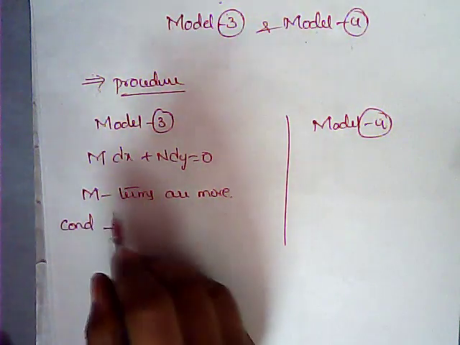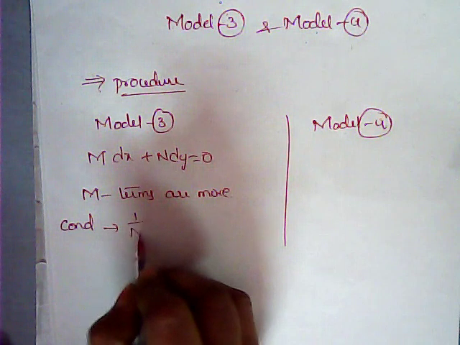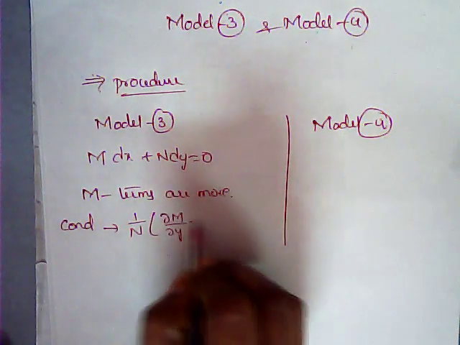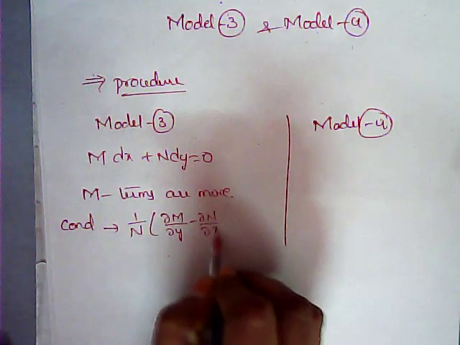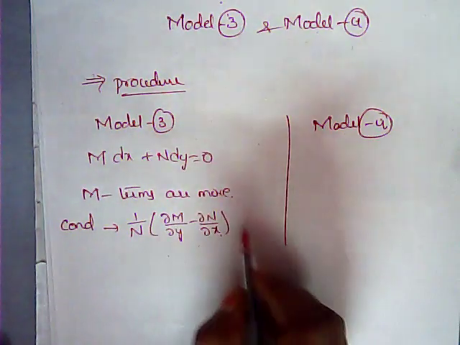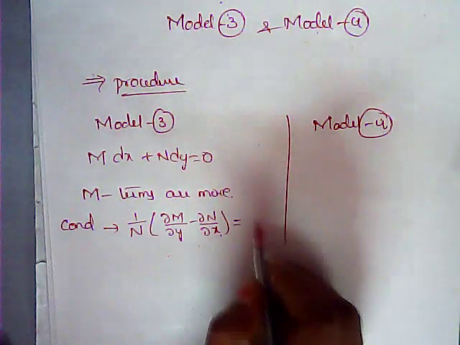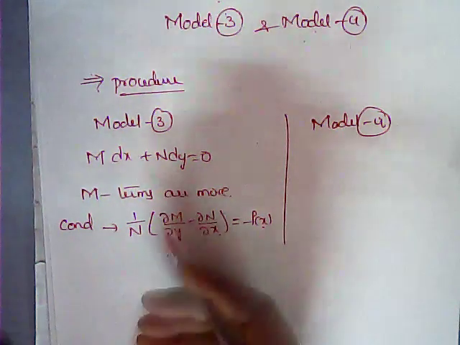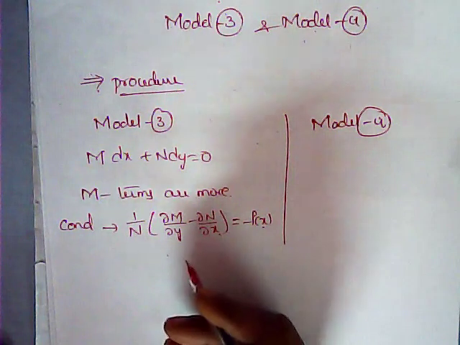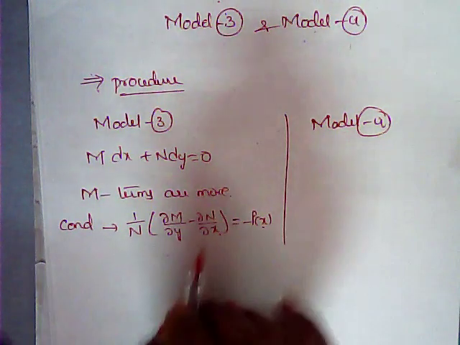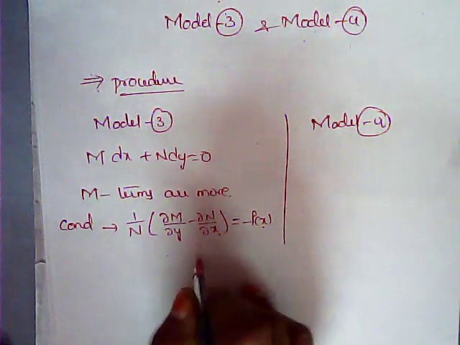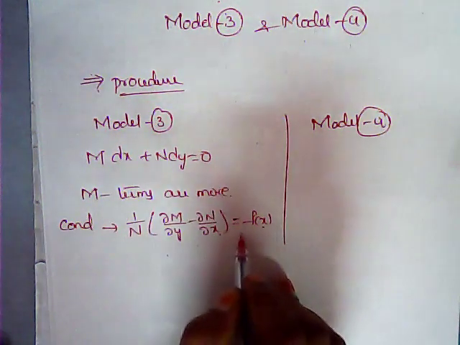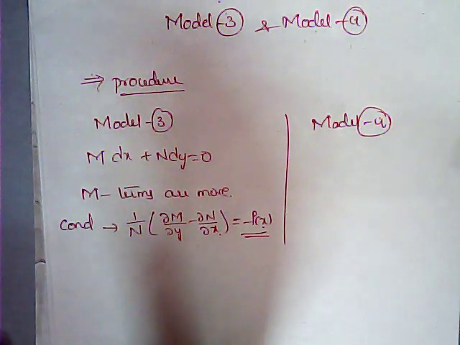What is the condition here? If m terms are more, we go with the condition 1 by n into dou m by dou y minus dou n by dou x. When you check this condition, you will get the resultant as a function of x. Function of x means it could be log x, 1 by x, or sin x, whatever it may be, but it belongs to the x variable.